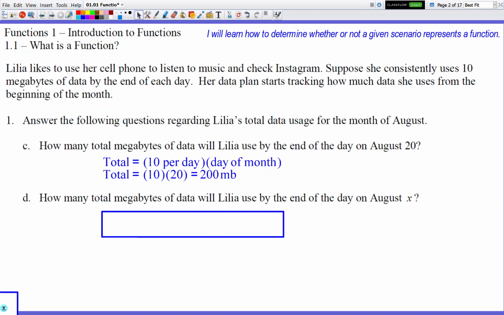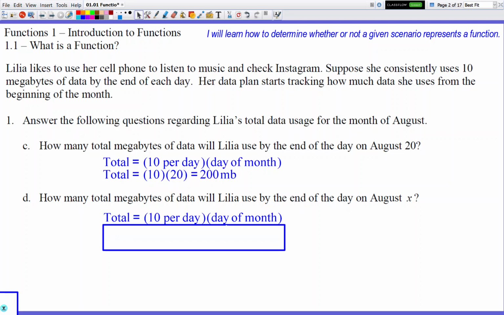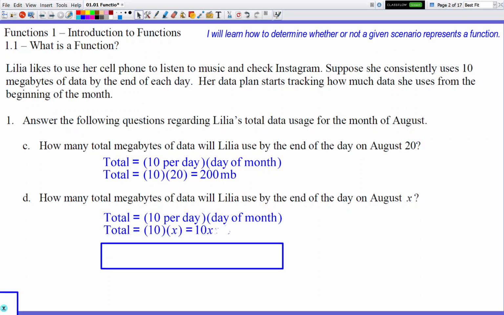All we're going to do is not plug in 5 like in letter A, not plug in 9, not plug in 20. We're going to plug in X. We're still going to use the exact same formula. We plug in X, and we get 10X. So total equals 10X. We didn't have to work too hard for that one, because we had already used the formula to get the other three answers.